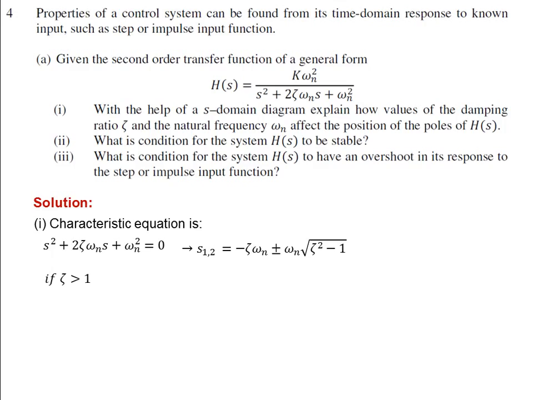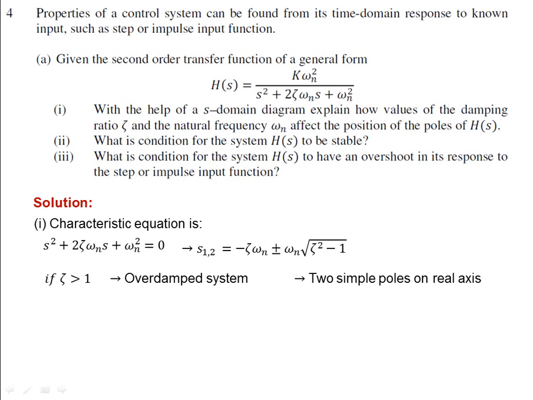Let's first assume that the damping ratio is bigger than 1. If the damping ratio is bigger than 1, such a system is known as an overdamped system. In an overdamped system, since minus zeta omega n is real, and since zeta squared is bigger than 1, we have real roots here. So we have two simple poles on the real axis.